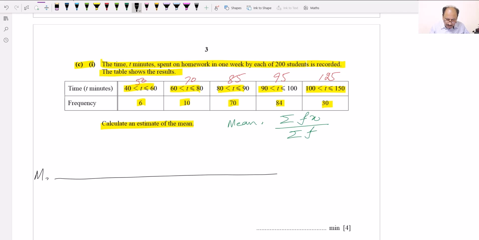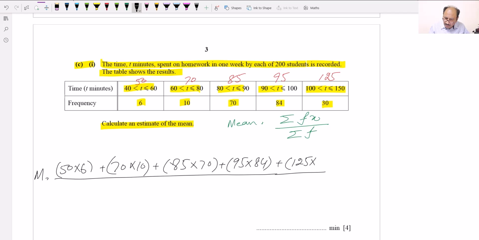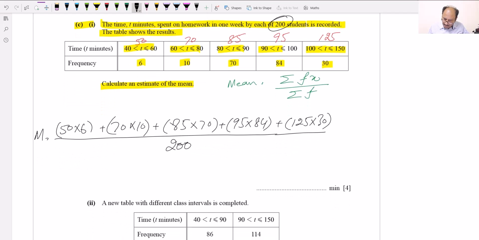Mean will be equal to 50 multiplied by 6, and the second one will be 70 multiplied by 10, plus 85 multiplied by 70, plus 95 multiplied by 84, plus 125 multiplied by 30, and the whole divided by the sum of frequencies, which is 200. So we'll divide by 200, and now we can calculate.